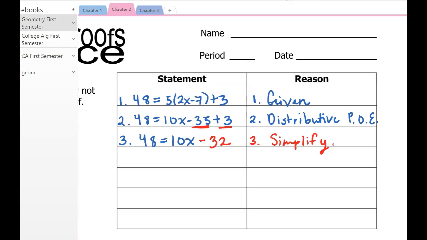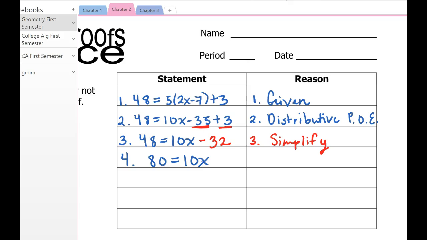All right, let's take a look at number 4, the next thing. Somebody else tell me, what would you do next? Ethan? Awesome. Add 32 to 48. So if I add 32, I would get 80 is equal to 10x. What allowed Ethan to do that?